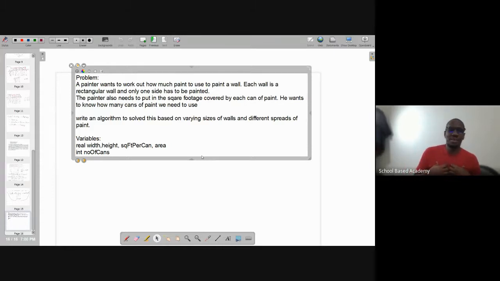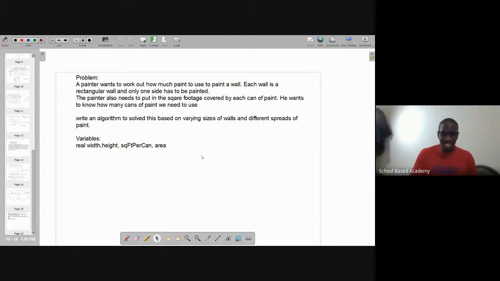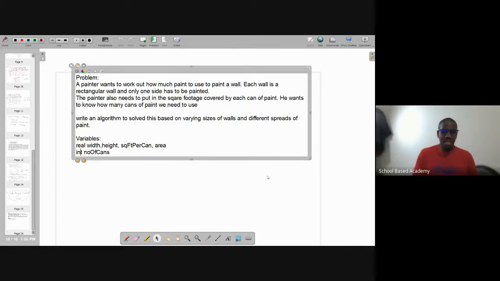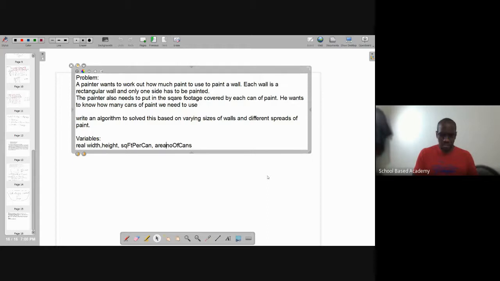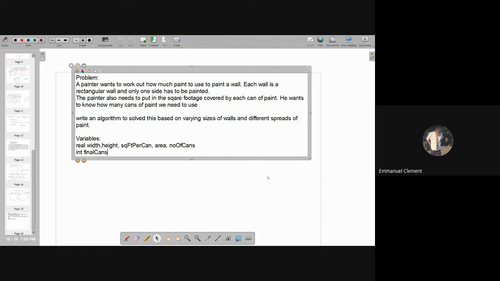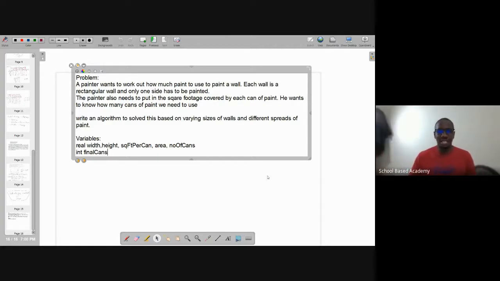I was actually going to go with some more difficult logic, but that's because I like pain. So let's not go with the painful route. Let's take the number of cans as a real number, and then we can also have an integer at the end, saying final number of cans or final cans. Let's not name it too long. I like Clement's suggestion. Okay.